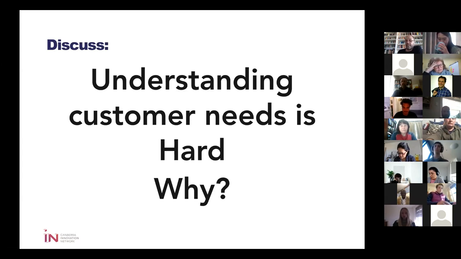Yes. If you're doing innovation, you're doing something new, they don't know that they need what you've got because they don't know about it. You're the expert in the innovation, not them. So that's really important.